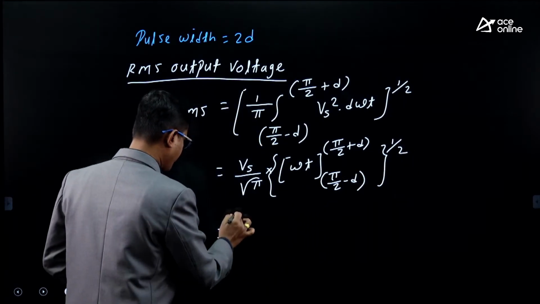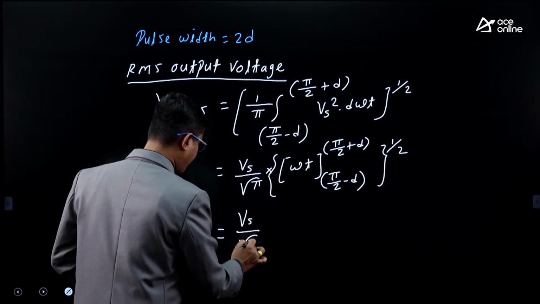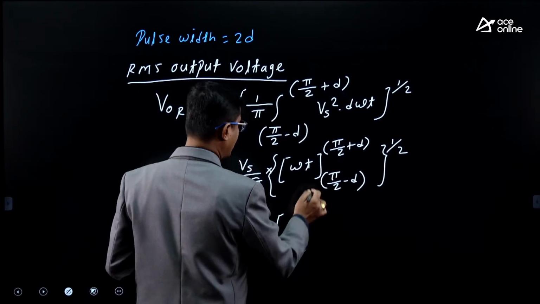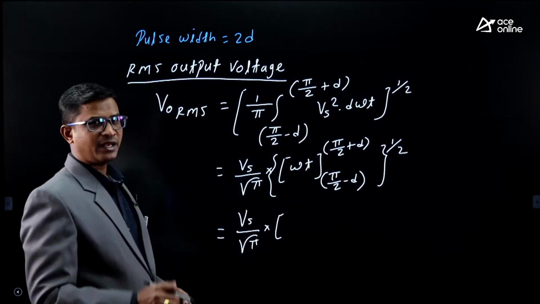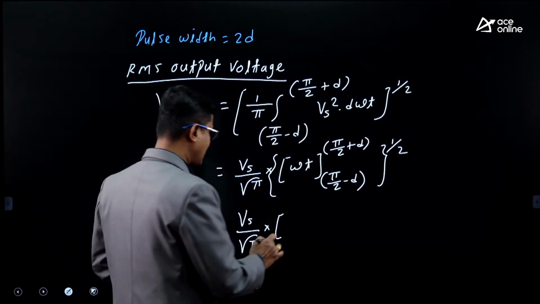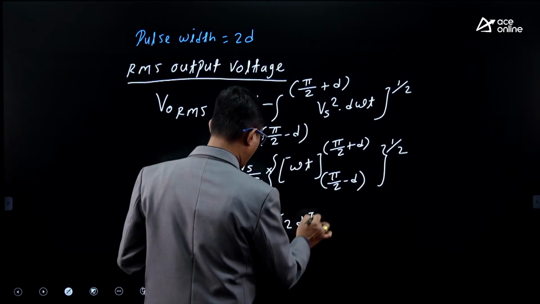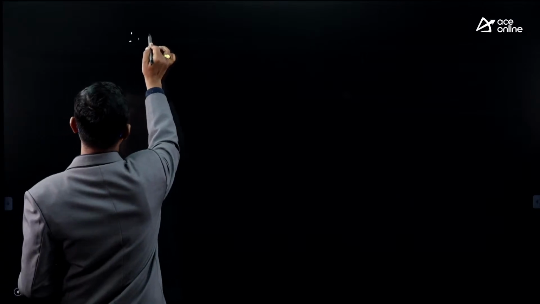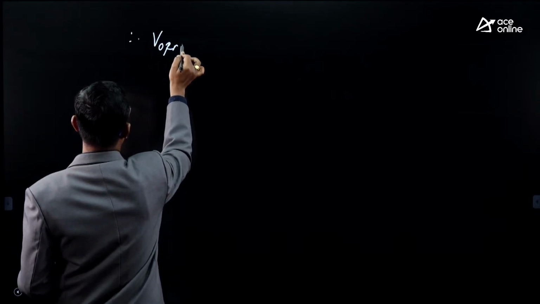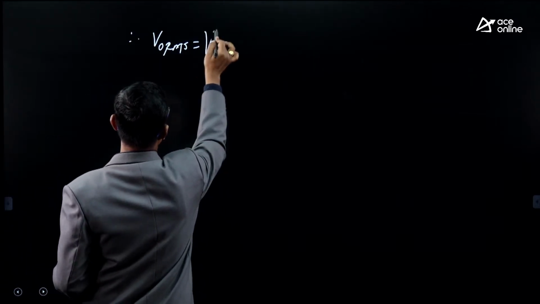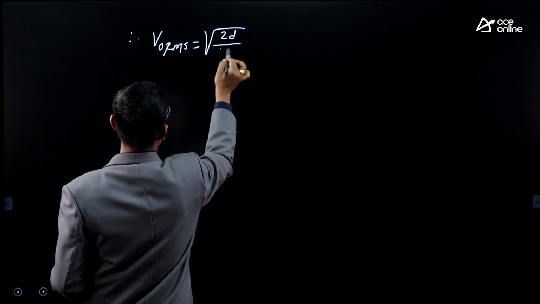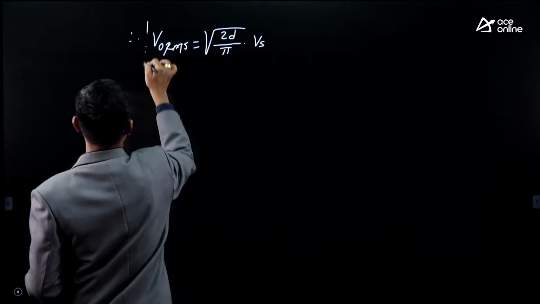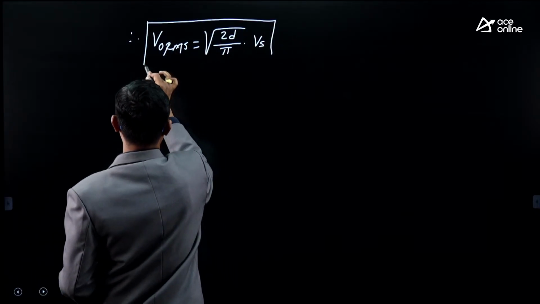So it is equal to Vs upon root pi, into, put the limit, pi by 2 plus D minus in bracket pi by 2 minus D. So it is like a 2D, to the power 1 by 2. So what is V0 RMS? Under root 2D. V0 RMS is equal to under root 2D by pi into Vs.